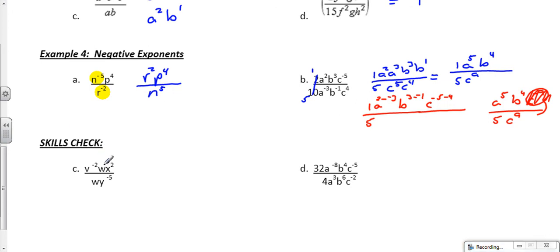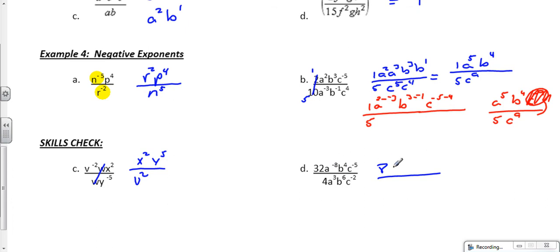So notice the w's will cancel, because it's basically 1 minus 1. Our v to the negative 2 should go below, because it has a negative, now it's positive. The y should go above. First of all, we have x squared, that's okay. And now y to the fifth. We're just fixing the powers. Now 32 divided by 4 is 8, and I want to just put that on top right now. I have 8 to the negative 8 over a to the 3.